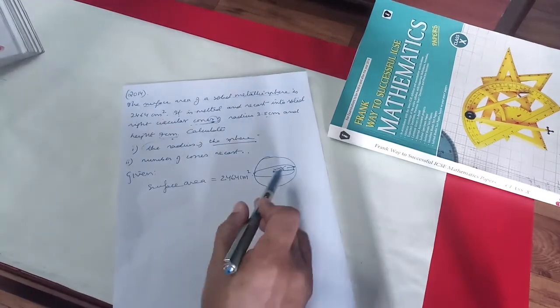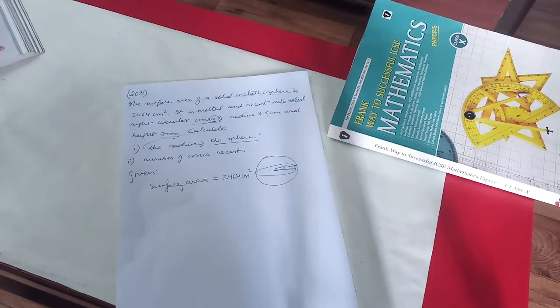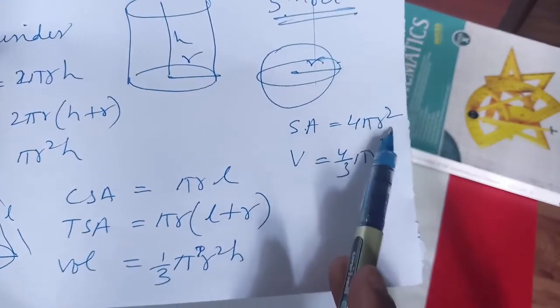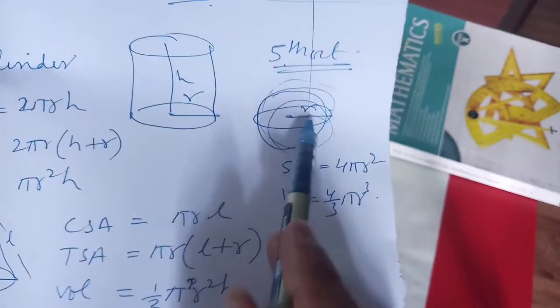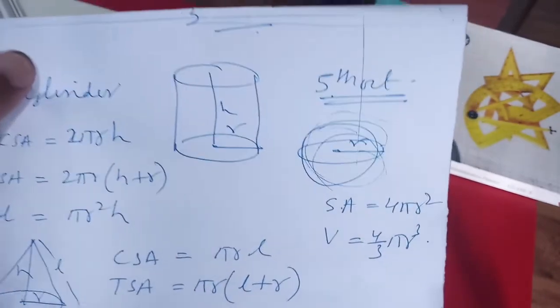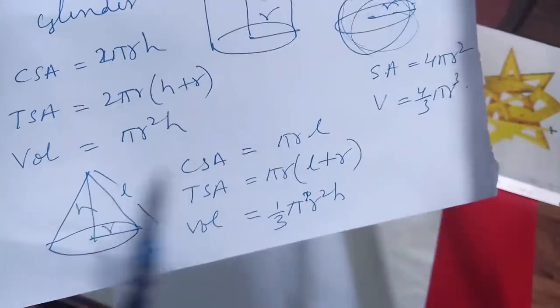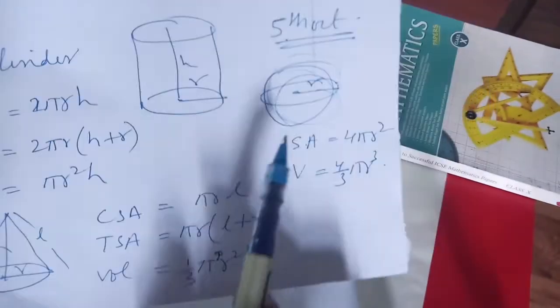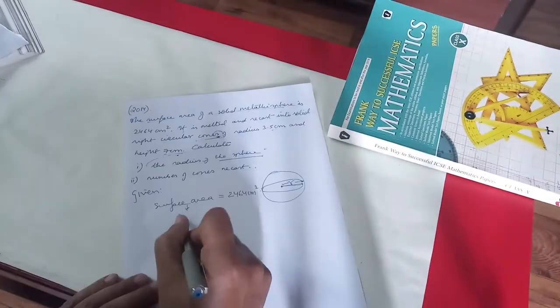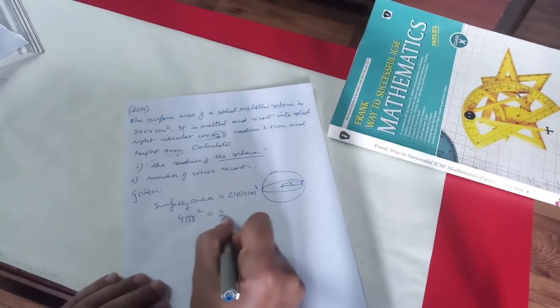To find the radius, you need to know the formula of the surface area of a sphere. For a sphere of radius r, the surface area is 4 pi r square. Keep in mind, in the sphere you have got only one surface area, no curved surface or total surface area, unlike the cylinder and the cone, where you have got two. In the sphere you have only 4 pi r square. So use that.